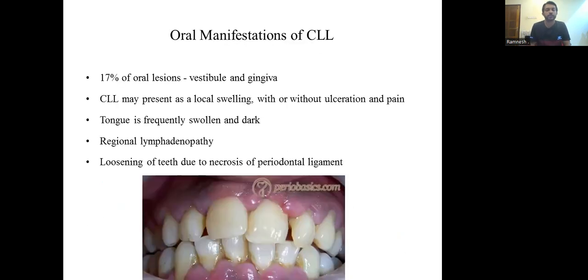Oral manifestations: in 17%, oral lesions are seen in vestibule and gingiva. It may present as a local swelling with or without ulceration and pain. Tongue is frequently swollen and dark. Regional lymphadenopathy and loosening of the teeth due to necrosis of the periodontal ligament may be seen.